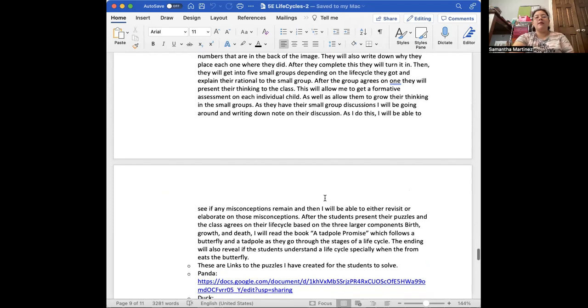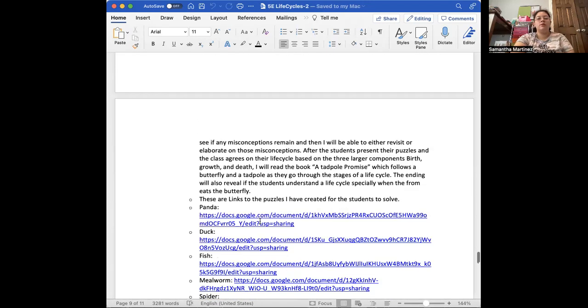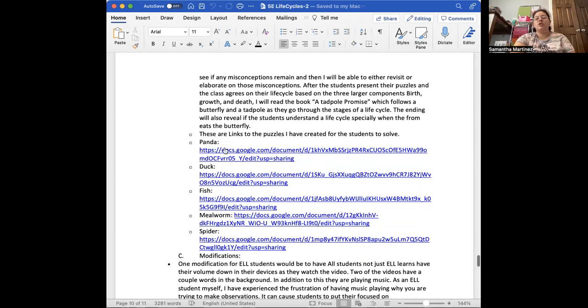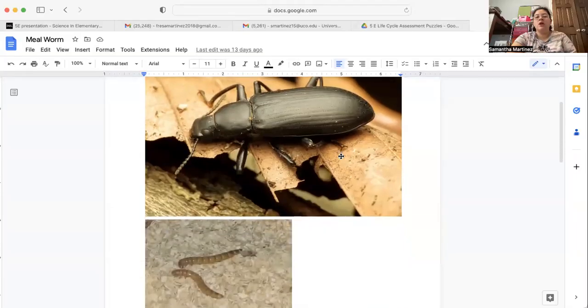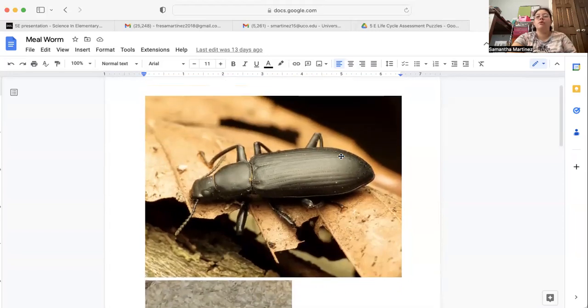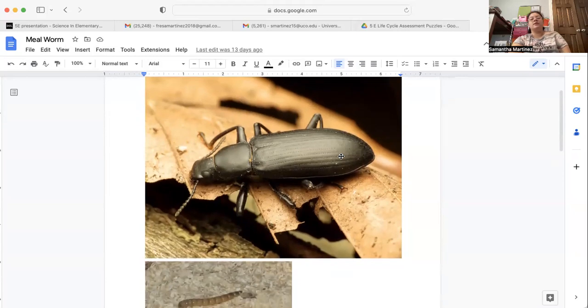Okay, and then for my evaluate phase, the students will be handed envelopes, and each envelope will have different life cycles. These will all be pictures, and they won't be life cycles that we talked about. So it'll be a panda, a duck, a fish, a mealworm, and spider. And their job will be to place them in the order they believe to be correct and why. So I feel like the "and why" is important because I'm not necessarily asking the students to place them in the correct order. What I'm asking is for the students to be able to justify the growth, the death, and the birth, and all that stuff.